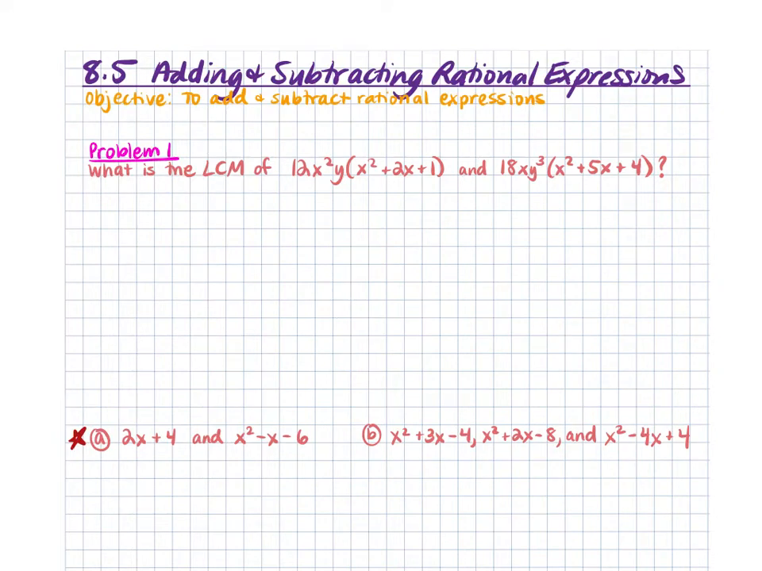Okay, this is the video lesson for Algebra 2, 8.5, adding and subtracting rational expressions. So we've learned how to simplify rational expressions. Actually, it's a review from Algebra 1. We have multiplied and divided, and now we are going to add and subtract. So adding and subtracting is a little harder.